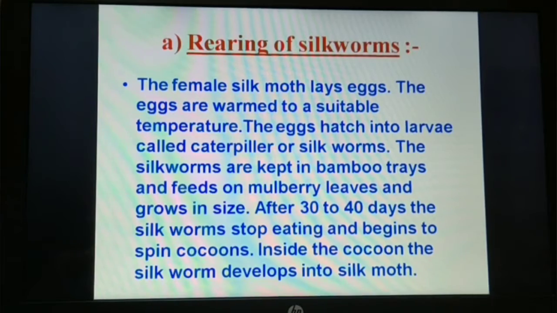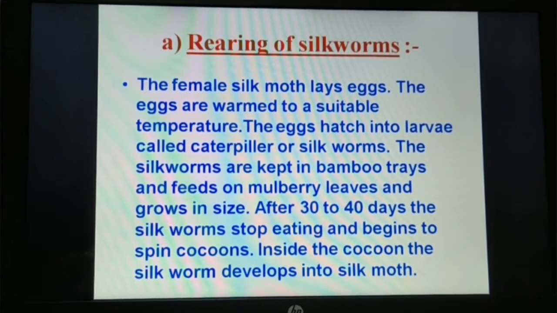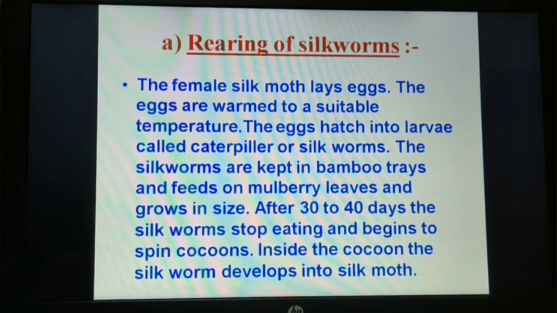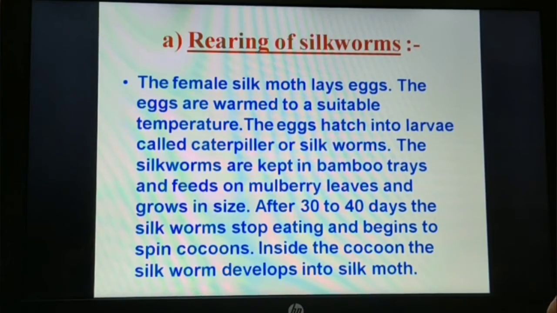So what they do in this sericulture, the female silk moth lays eggs. The eggs are warmed to a suitable temperature. Eggs hatch into larvae called caterpillar or silkworms. The silkworms are kept in bamboo trays and feed on mulberry leaves and grow in size. After 30 to 40 days, the silkworm stops eating and begins to spin cocoons. Inside the cocoon, the silkworm develops into silk moth. So this is how the rearing of silkworm takes place.